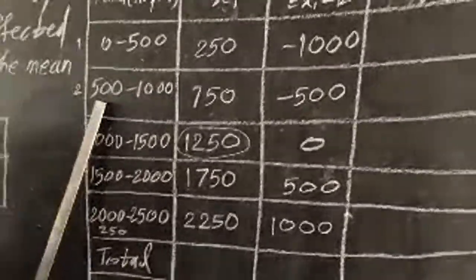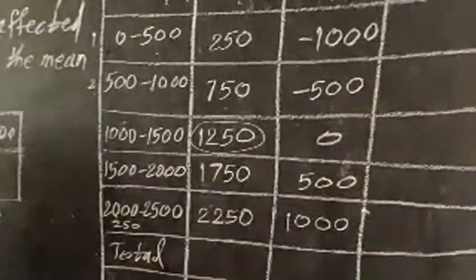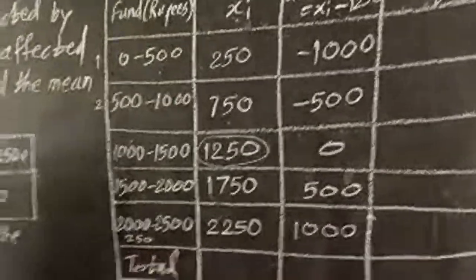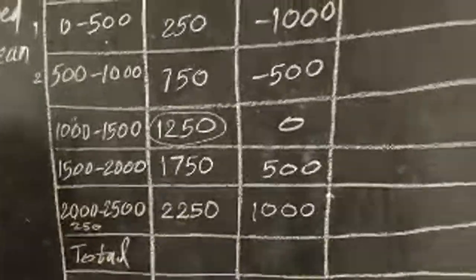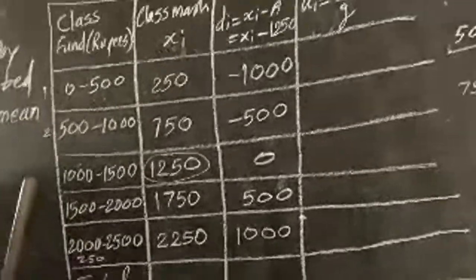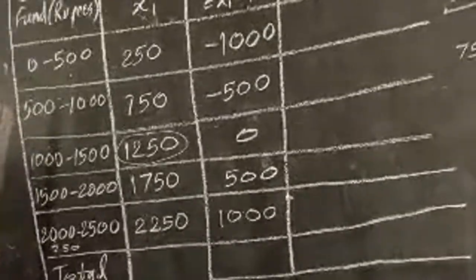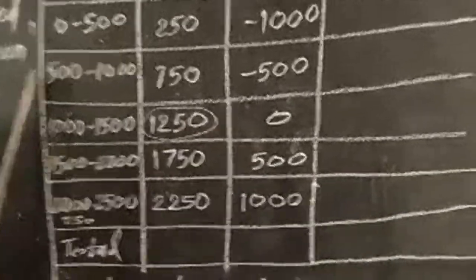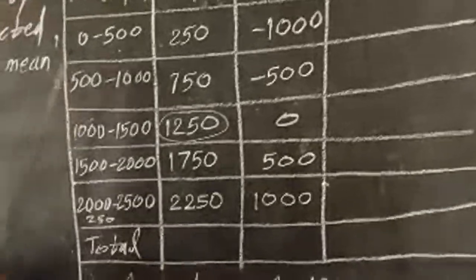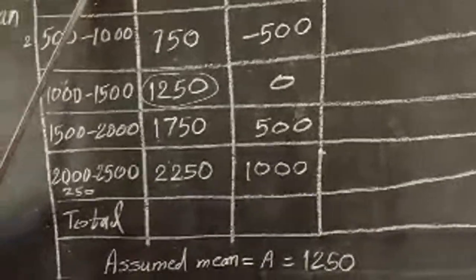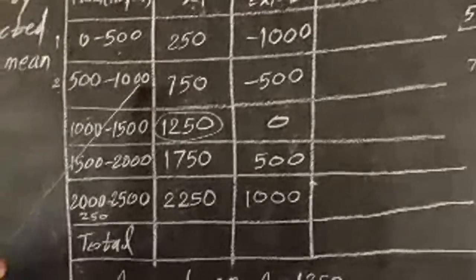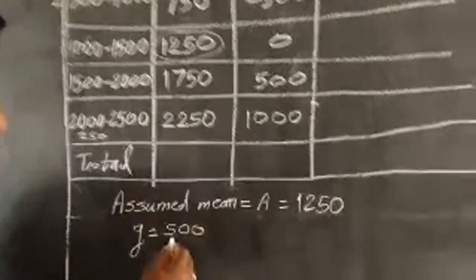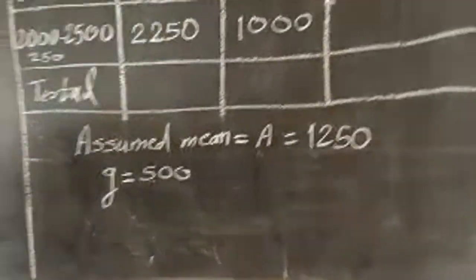Next formula is the distance, not difference, between the upper limits of two consecutive classes. These are the two consecutive classes. Upper limits are 1000 and 500. What is the difference? 500. Means we get here 500.